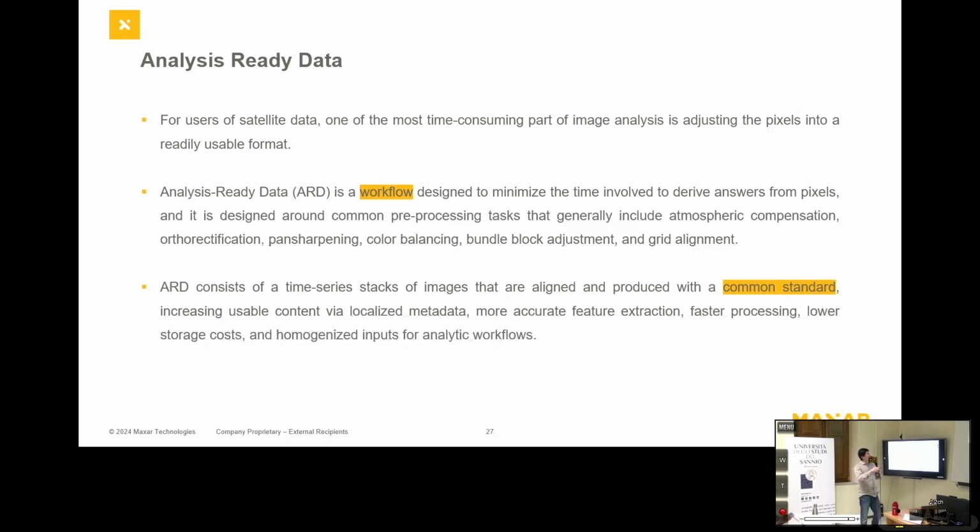So again, you can think about ARD as a time series stack of data. Once you have all your tiles, you can stack them together and you have a common standard across all those images.